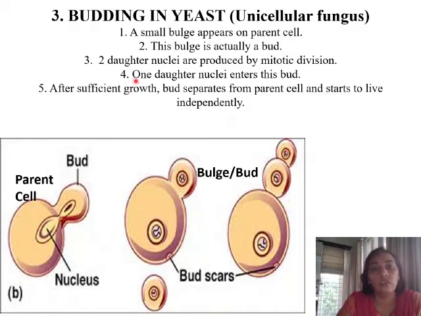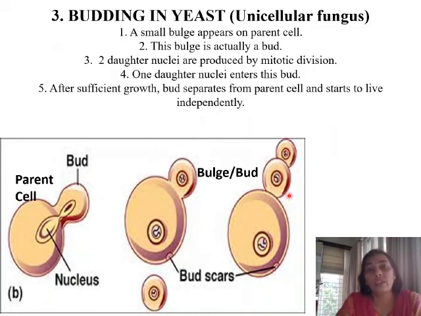Out of that, one of the nuclei starts entering into the bud. So here we can see two nuclei which have been formed, and one of the nuclei has started migrating and has reached the bud area. After sufficient growth, the bud separates from the parent cell and starts to live independently. So here in the third diagram we can notice that the nucleus has completely divided and it has migrated into the bud. This bud, on reaching maturity, will separate from the parent body and it will start leading an independent life.